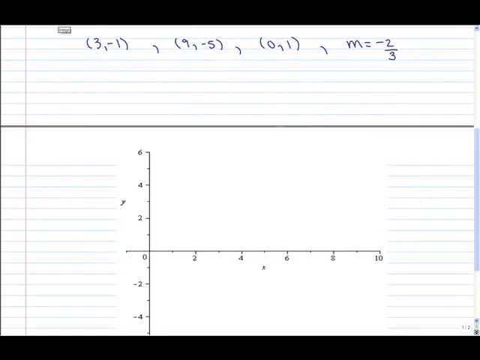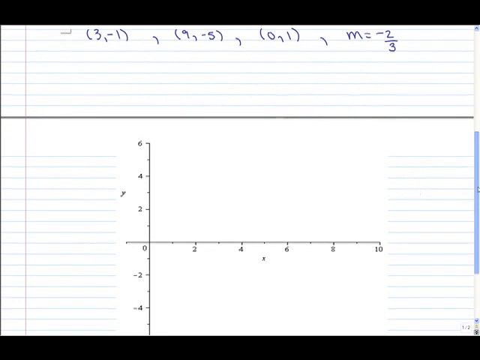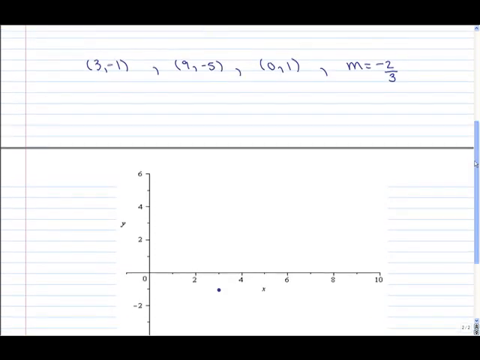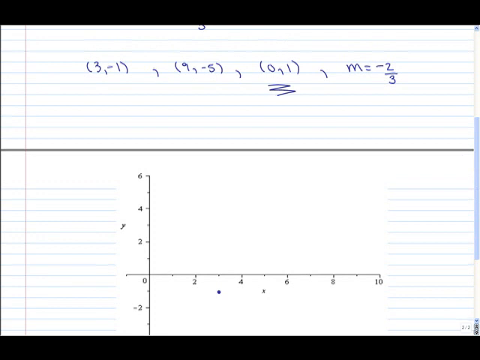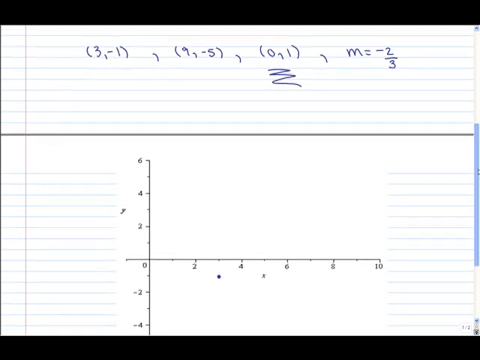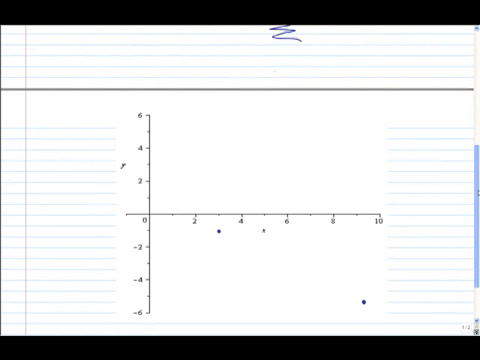So let's go ahead and plot this on the axes below. When x is equal to 3, y is equal to negative 1. When x is equal to 9, y is equal to negative 5. And we also know that we have a y-intercept here. When x is equal to 0, y is equal to 1. So if we just go ahead and connect all 3 points there, that would be the graph of our function.